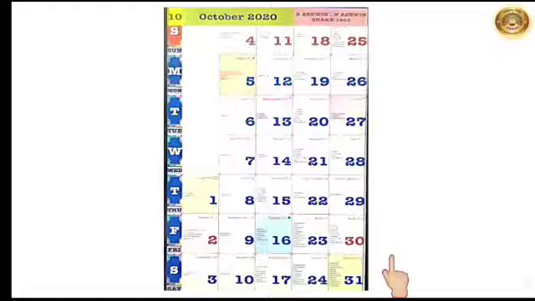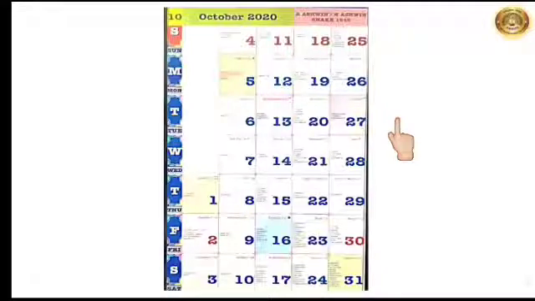Here also they have given the names of the week, the days: Sunday, Monday, Tuesday, Wednesday, Thursday, Friday and Saturday. How many Sundays fall in this October month, children? 1, 2, 3, 4. There are 4 Sundays in this October month. Like that, you have to answer the question.